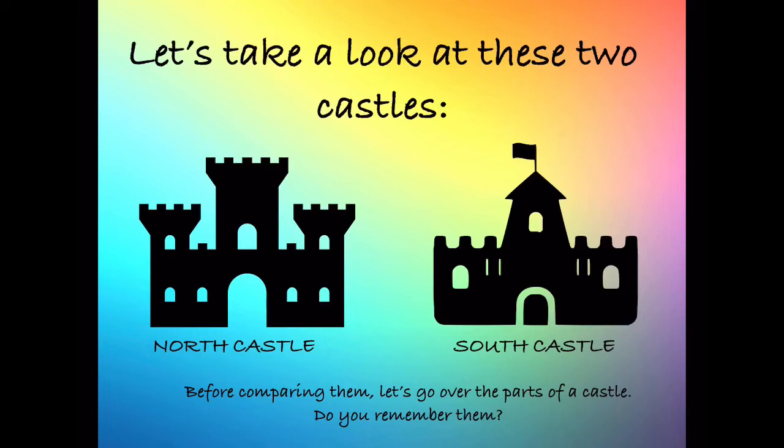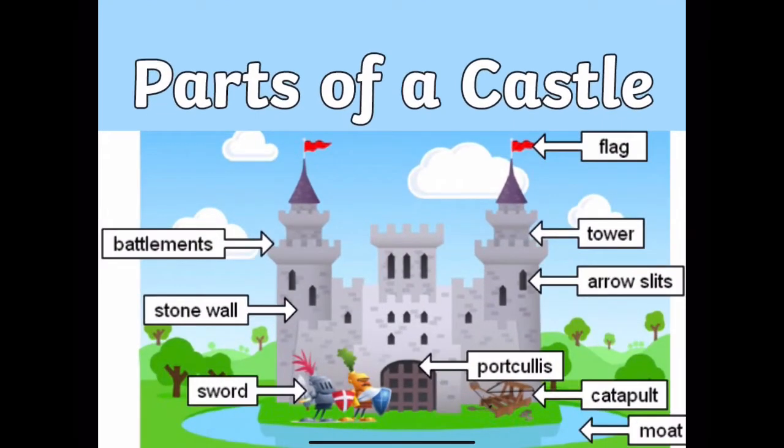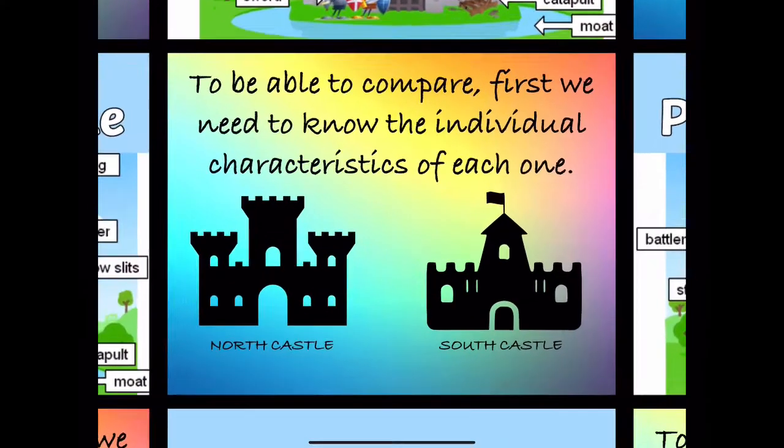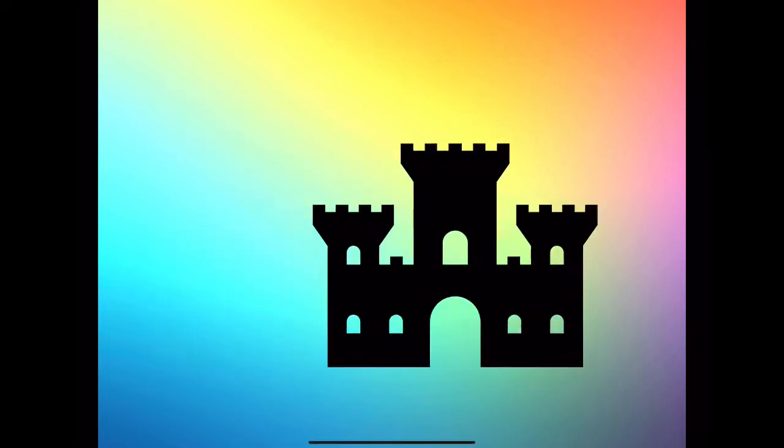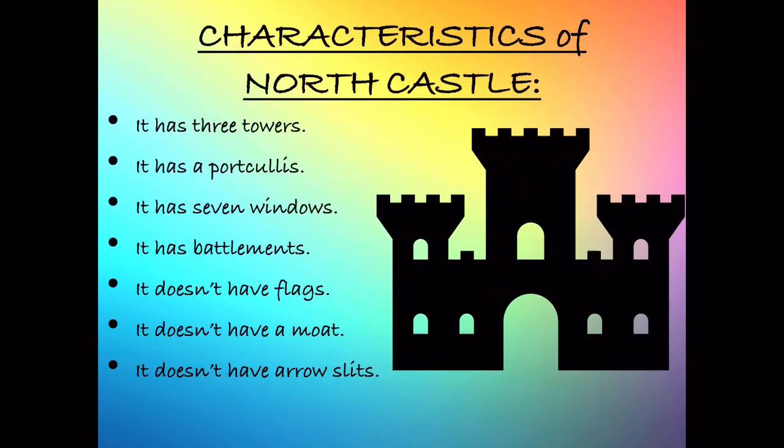Do you remember them? We had battlements, flag, tower, stone wall, portcullis, catapult, moat, arrow slits. To be able to compare, first we need to know the individual characteristics of each one, of the North Castle and of the South Castle. Let's start with the North Castle.